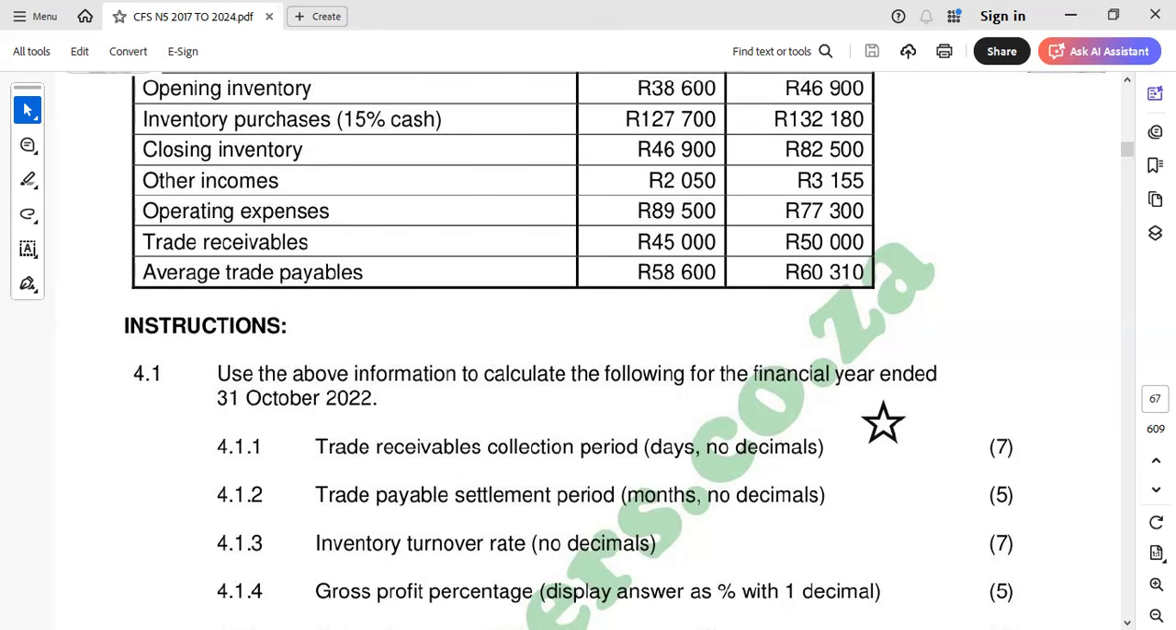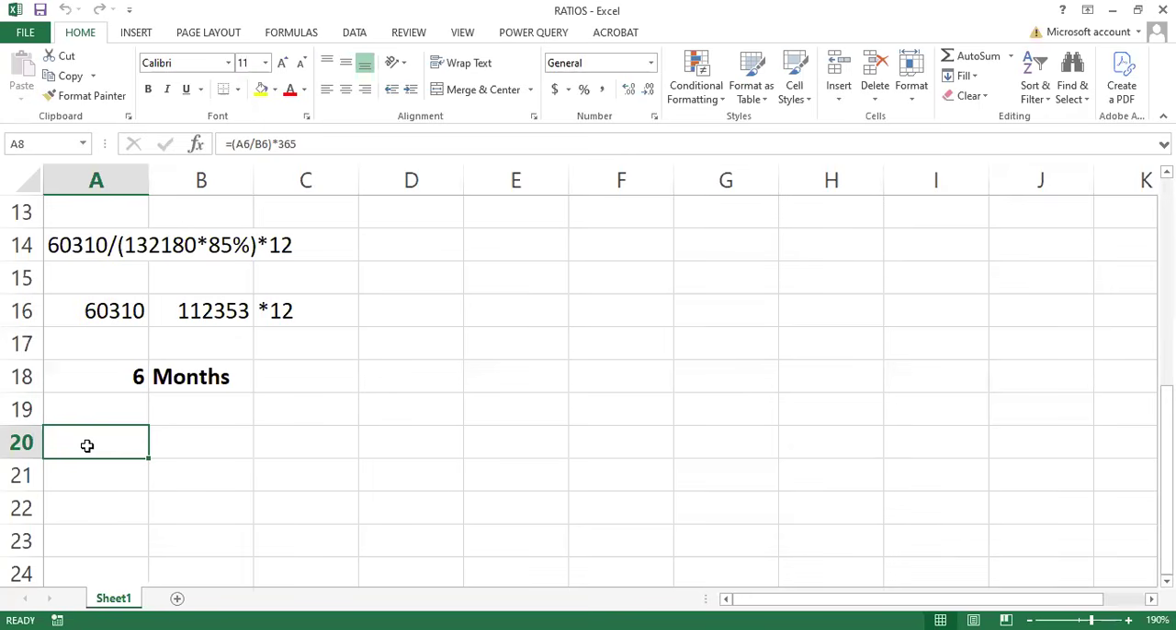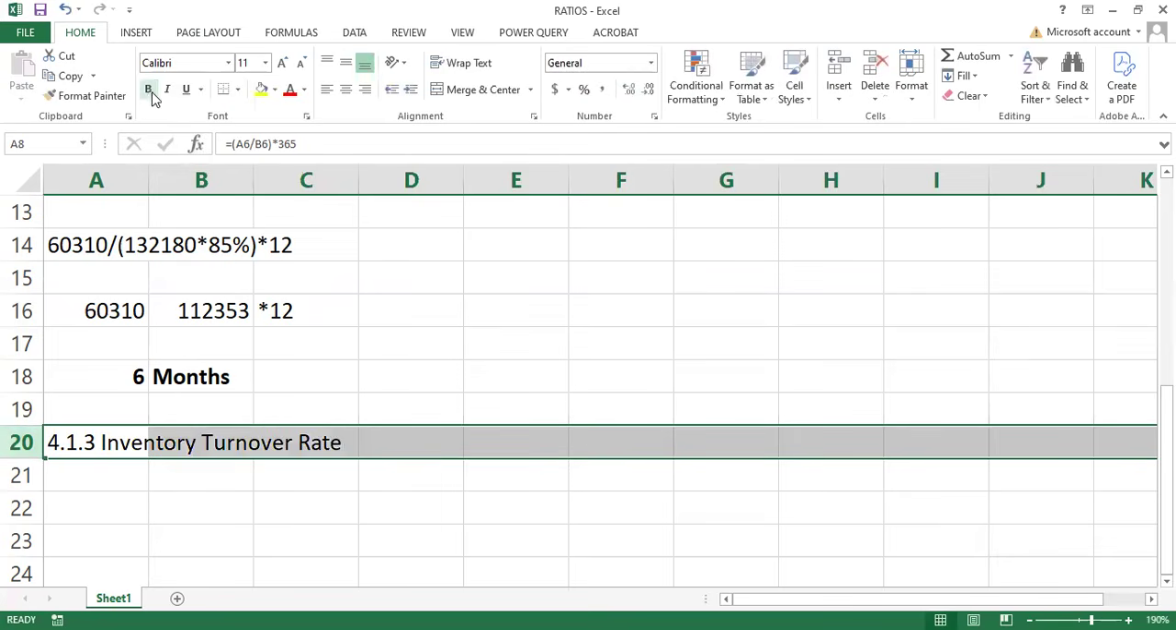Under Excel, we write 4.1.3 inventory turnover rates. Remember, I said this one is not compulsory.